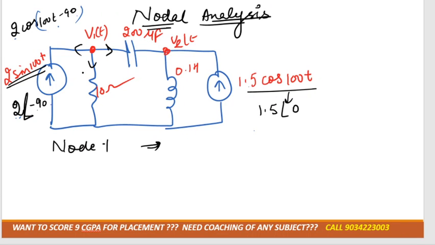Correct. So it would be how much? Tell me the equation. The node 1 V1 equation. Yeah, angle minus 90. See the magnitude, this one is the current, right? And you put minus. That's why. Okay. Now the next one.